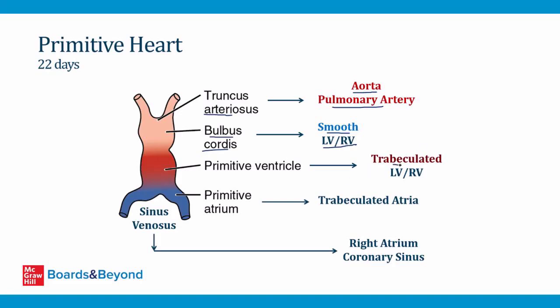The trabeculated portions of the left and right ventricle come from the primitive ventricle, whereas the smooth portions come from the bulbus cordis. And then the primitive atrium will go on to form trabeculated portions of the atria. And then the sinus venosus goes on to form most of the right atrium and the coronary sinus, which, as you may know, is the large vein that drains blood from the myocardium into the right atrium.